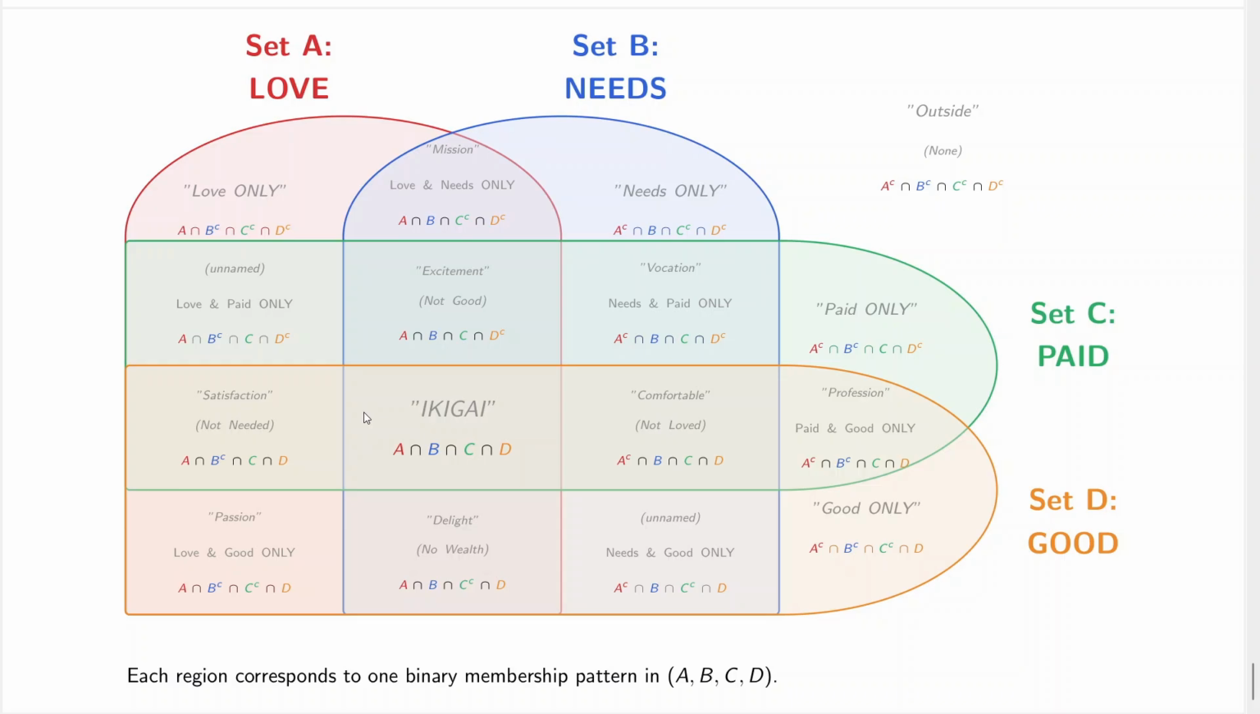And at the very center of the entire diagram, where all 4 sets converge, A, intersected with B, intersected with C, intersected with D, is Ikigai. The one region where every quality is present, all at once. Each region corresponds to one binary membership pattern in A, B, C, and D, and that is precisely what we have been doing all along, translating the abstract language of binary codes and set intersections into something profoundly human. 16 regions, 16 ways of being, and right at the center, the one that contains them all, Ikigai.